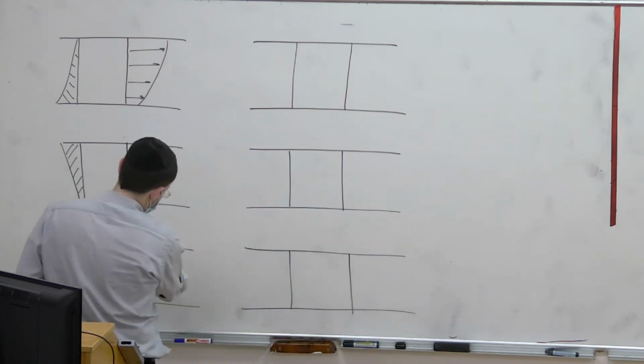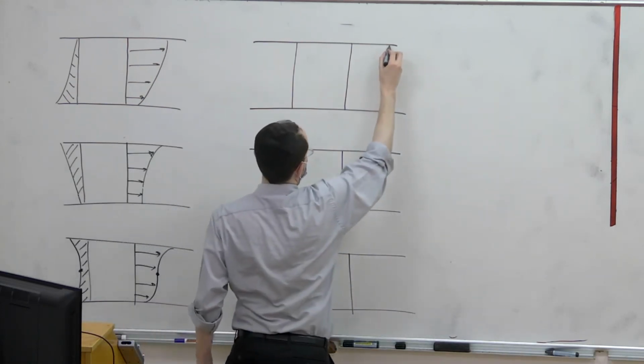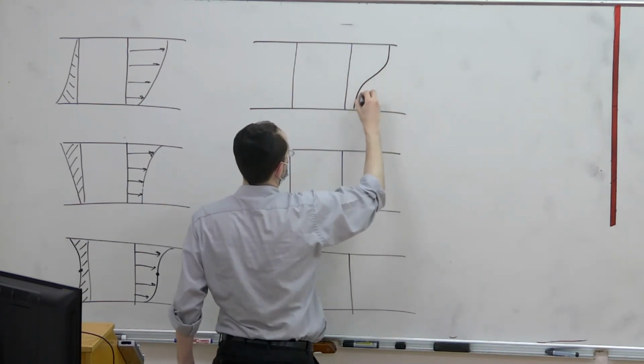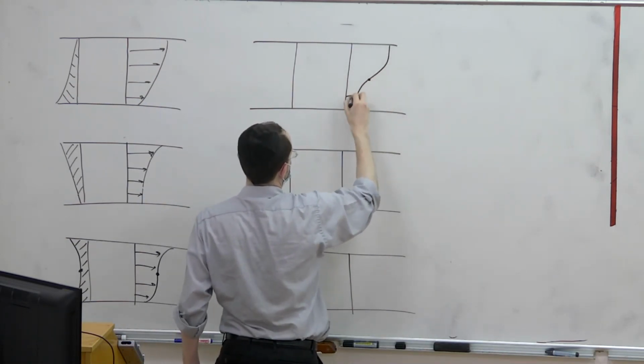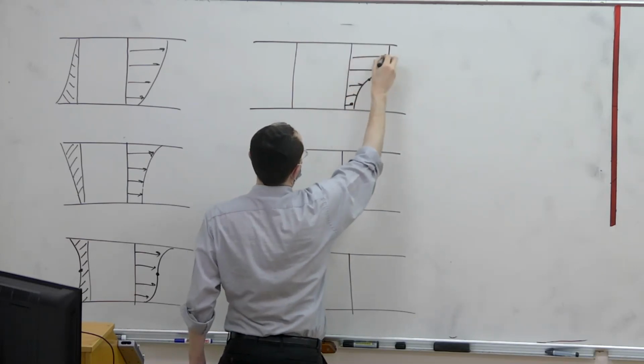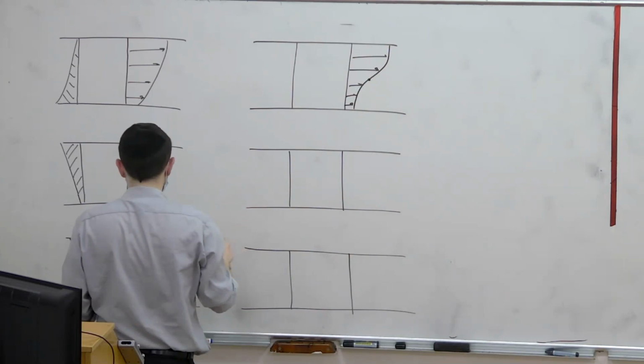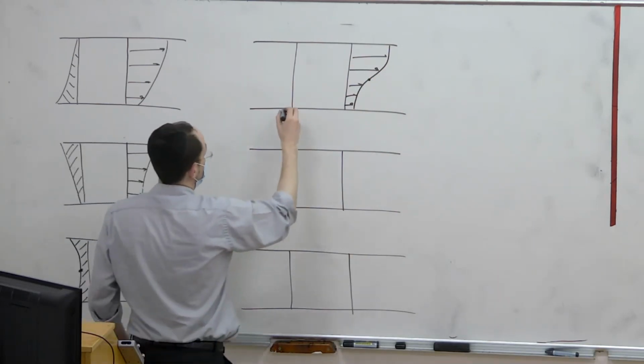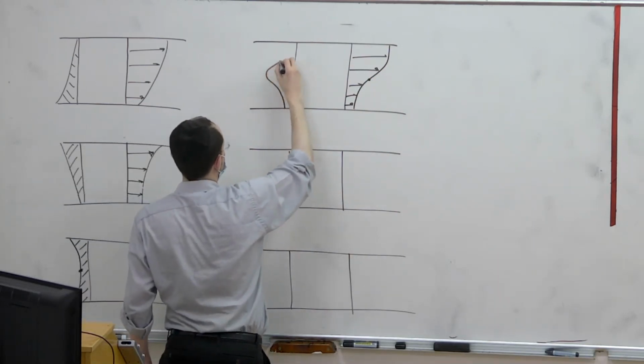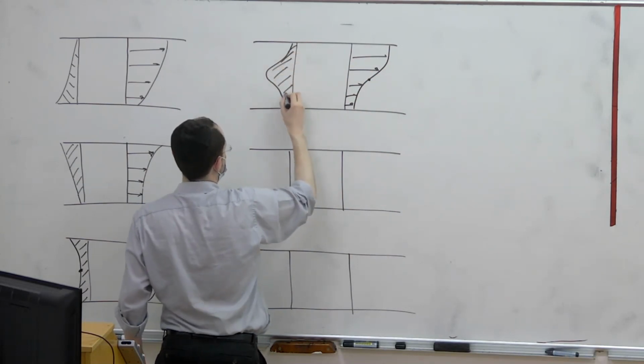Then we could, of course, flip this. We can make it so that it's concave up and then concave down. Then it's going to be exactly the same, but this time we're going to have a vorticity profile that looks like this.